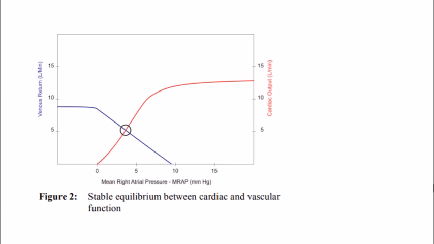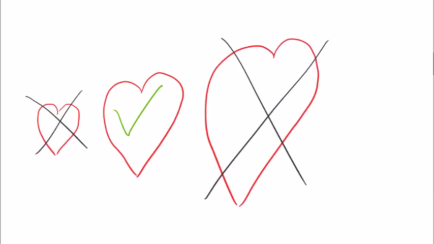As we know, venous return has to be equal to cardiac output, so the point at which these two lines cross has to be the optimum point of maximum efficiency in our closed system. It turns out that this point is around 3 to 4 millimeters of mercury. This is our perfect compromise between venous return and cardiac output. Pretty cool, huh?